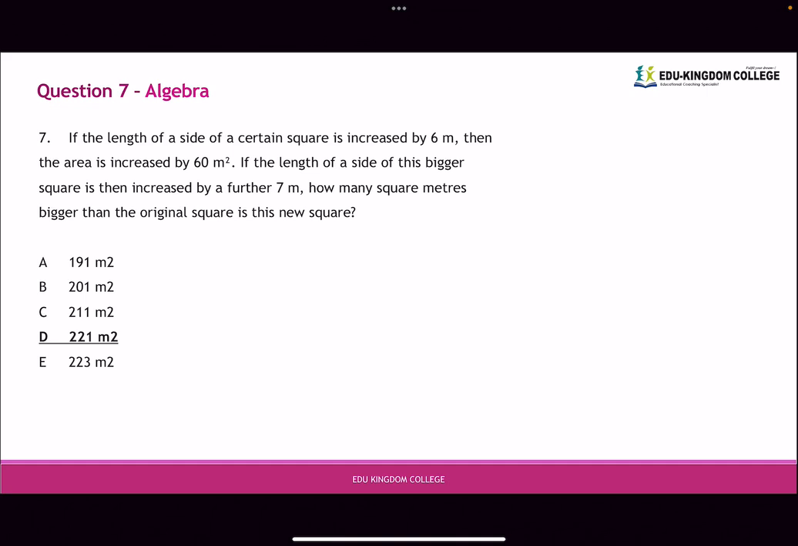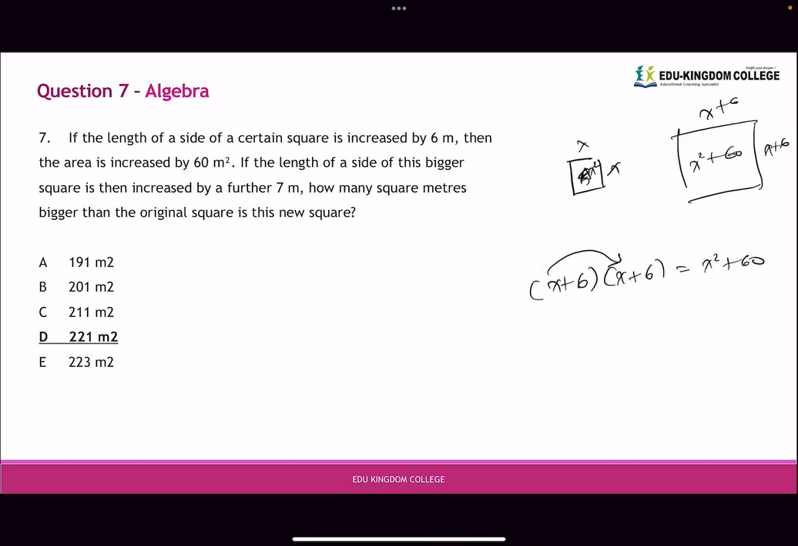Question 7, if the length of a side of a certain square is increased by 6 meters. So let's say we have a square of side x, area x squared. If we increase the sides of the square by 6, so x plus 6, then the area is increased by 60, so x squared plus 60. So let's see how that works. x plus 6, let's try and find out what x is.